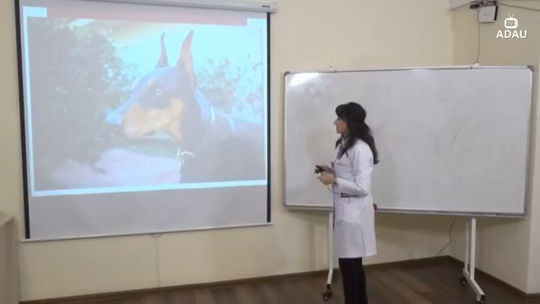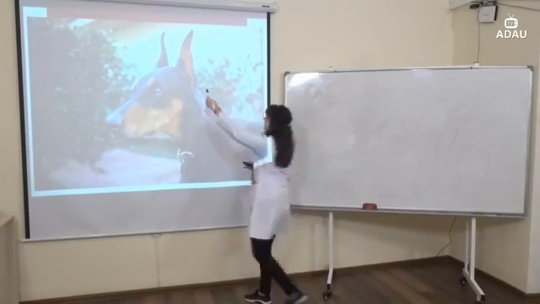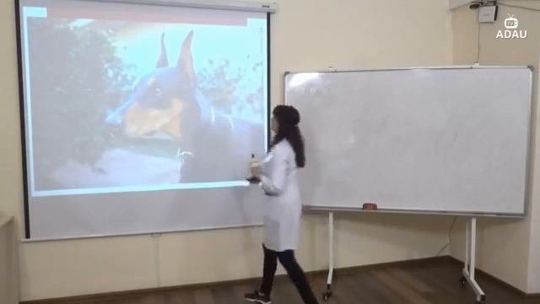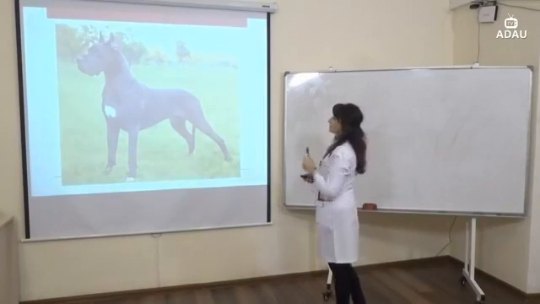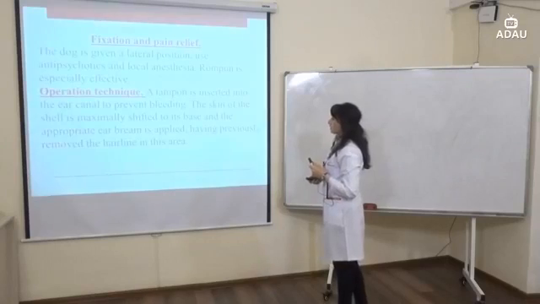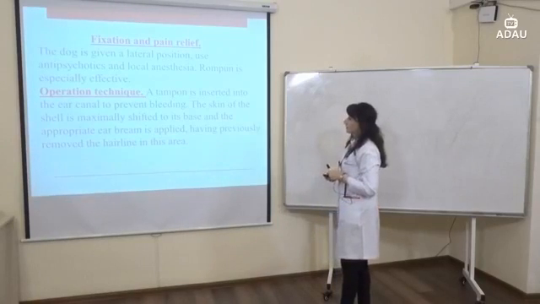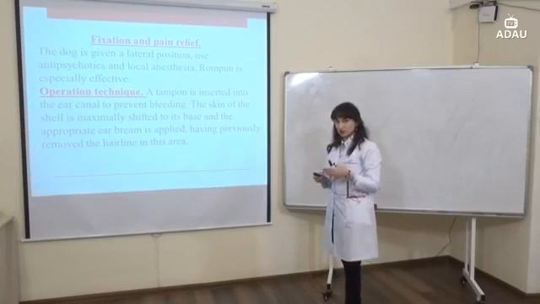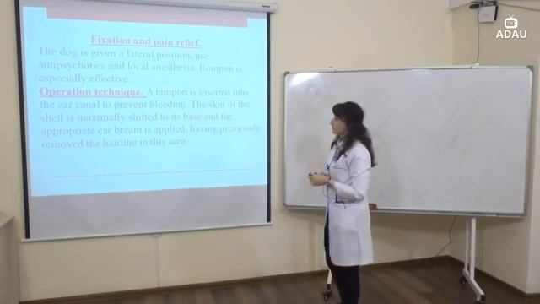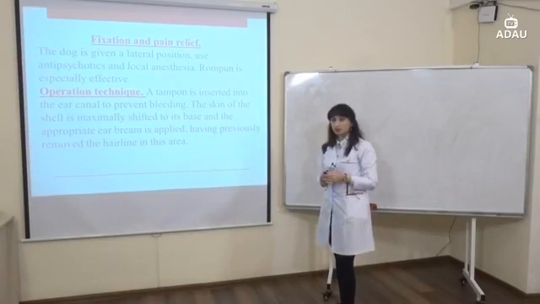Here we can see this is a Doberman pinscher. Here we can see the structure of the auricle. This is a boxer, and this is a German dog. For fixation and pain relief, the dog is given a lateral position on the surgical table, and it is especially effective when we use this anesthesia, for example, Rompun.